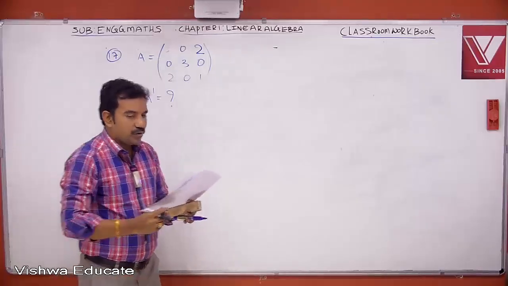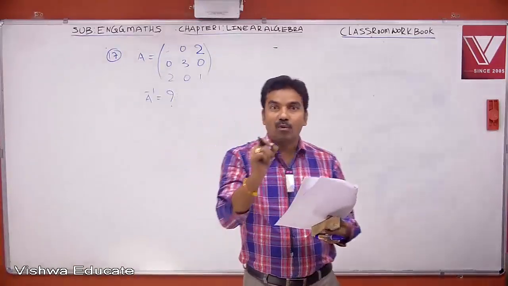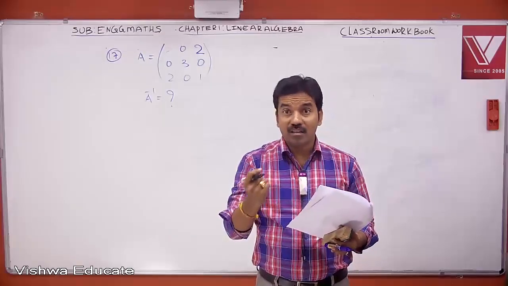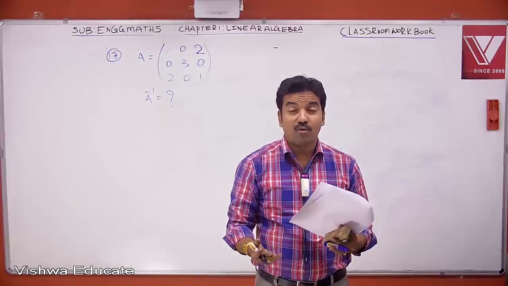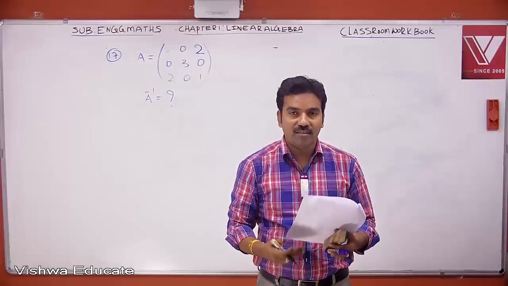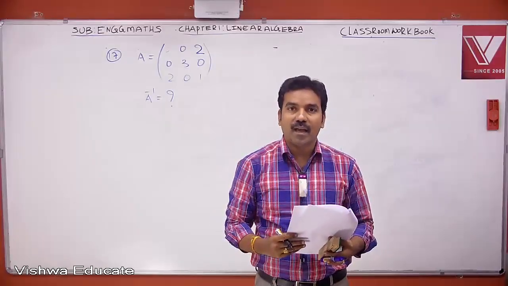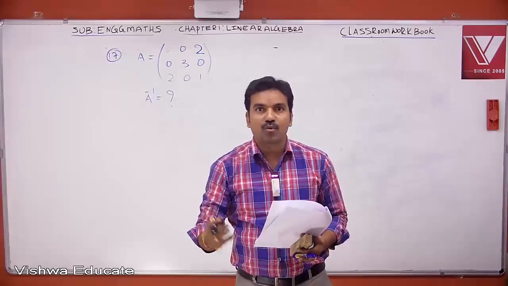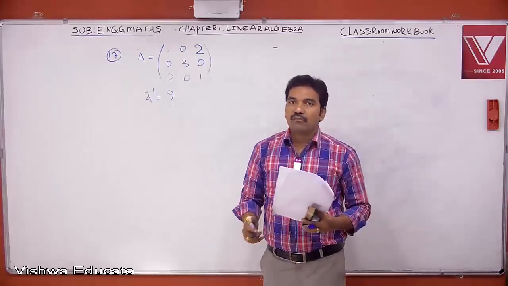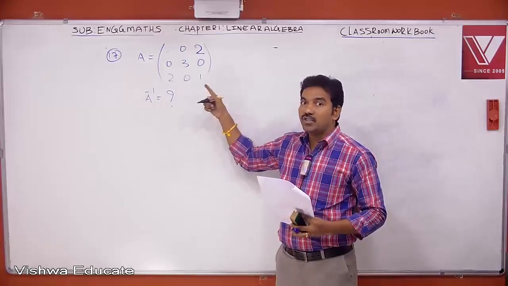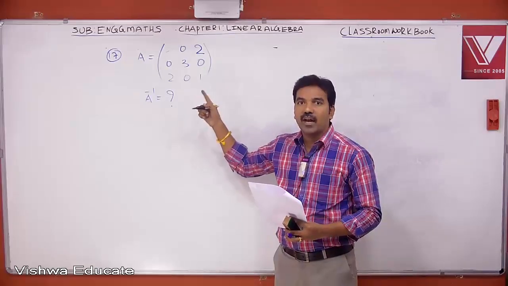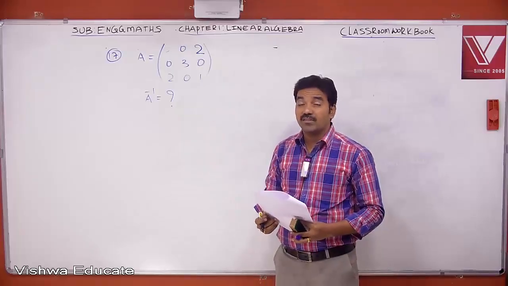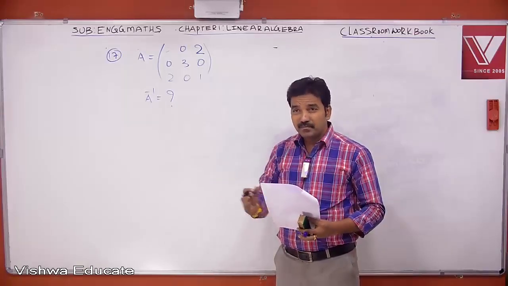So here also, when options are given, try to identify a location where all elements are different. If you find only that element, you will get the result. You need not find cofactors of all 9 elements, right? Because A inverse is 1 by det A times adjoint A. How to get adjoint? This is the transpose of its cofactor matrix. Therefore, in order to find the adjoint of a 3 by 3 matrix, in general, we need to find cofactors of 9 elements. But certainly, when you calculate 9 cofactors, time will be more.